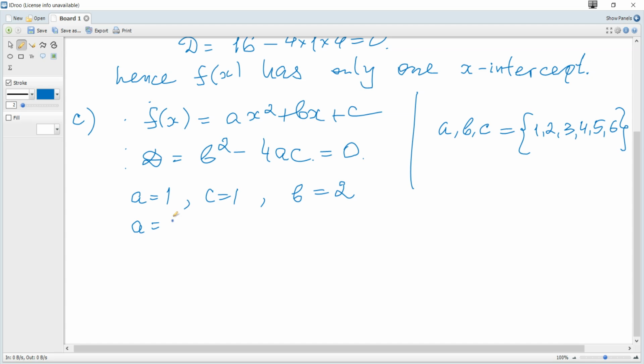If a is 1, and since all values are integers, when c is 2, you get 8, but no integer squared is equal to 8, so c cannot be 2. For c equal to 3, it's 12, so definitely b squared cannot be 12.